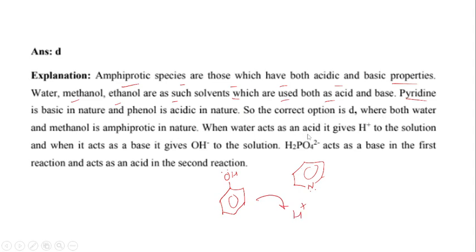When water acts as an acid, it gives an H plus ion to the solution, and when it acts as a base, it will give an OH minus ion to the solution. Similarly, H2PO4 minus acts as a base in the first reaction, where it is taking a hydrogen ion from the hydronium ion. And in the second reaction, it is giving a hydrogen ion to the hydroxide ion, so it is reacting as a base.